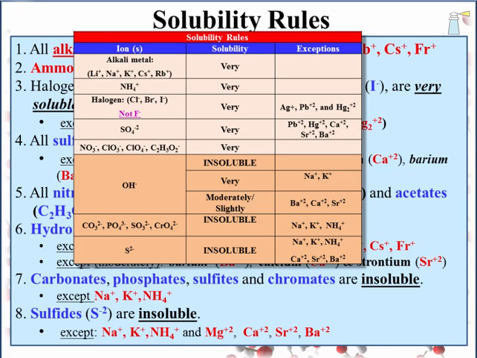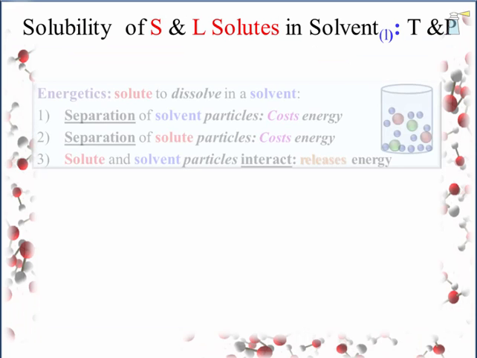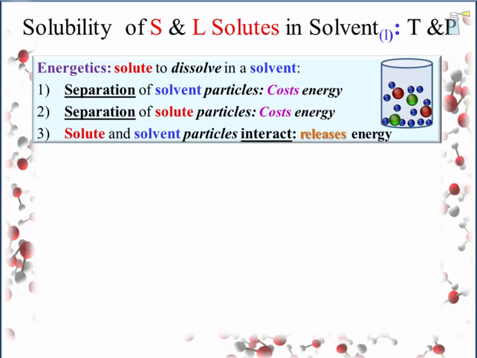The last two factors on our list affecting solubility are temperature and pressure. Our coverage of these factors will be broken down by states of matter. Temperature and pressure will be covered together for solids and liquids, and covered separately for gases. Starting with solids and liquids.